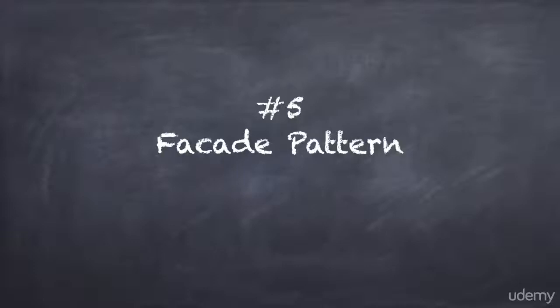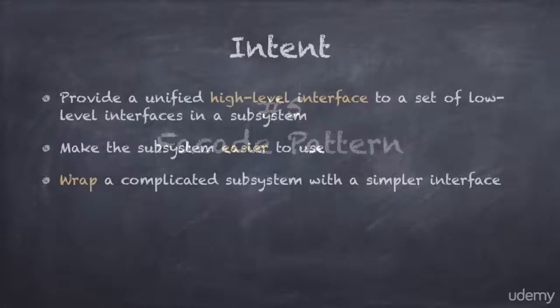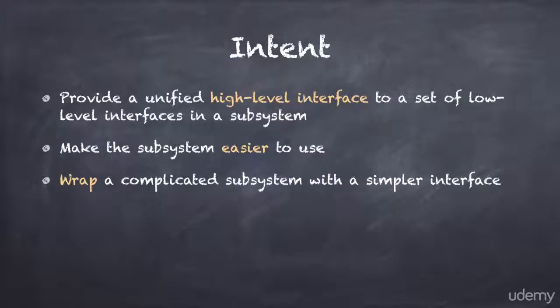I'll start with a quick summary of what we are trying to accomplish with this pattern. The facade pattern is a good choice when you are trying to accomplish the following. You want to provide a unified high-level interface to a set of low-level interfaces in a subsystem. You want to make the subsystem easier to use. You want to wrap a complicated subsystem with a simpler interface. Let's go through the points.